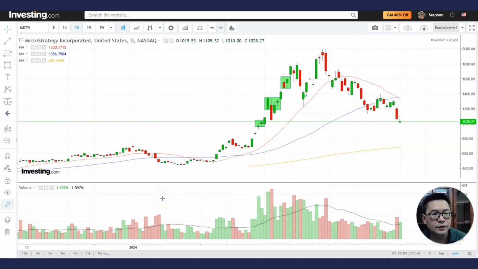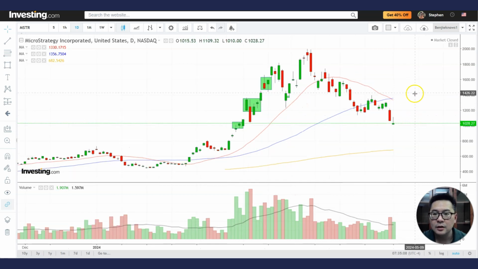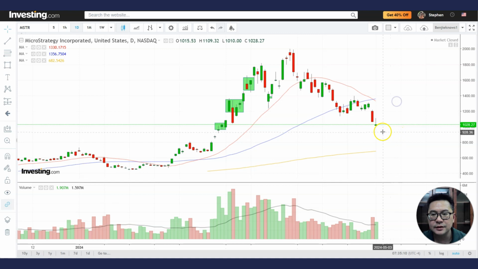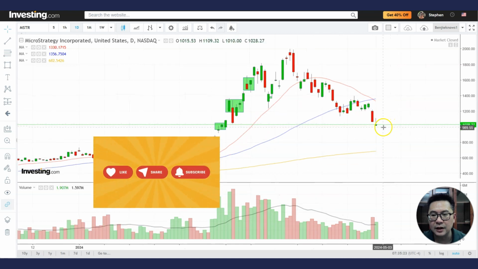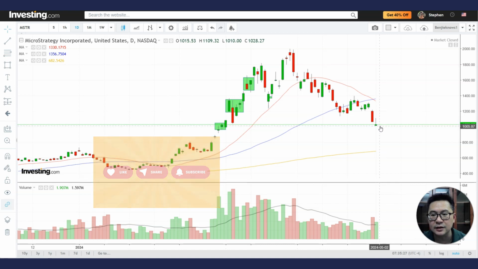Let's continue to take a look at Microstrategy, MSTR. Now the stock has tried to move up yesterday, but eventually it traded back down to form a topping tail. So the topping tail in the context of a downtrend can be a continuation pattern, which means it can trade lower if it falls below yesterday's low.